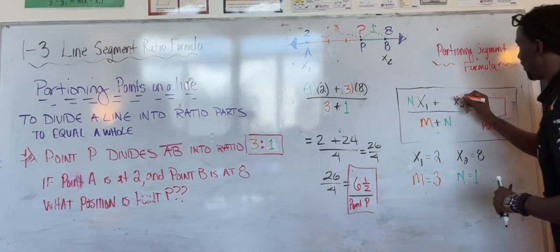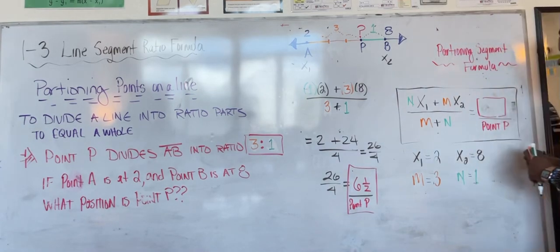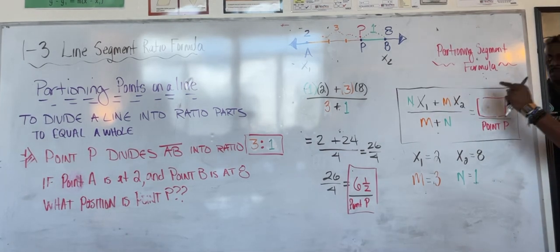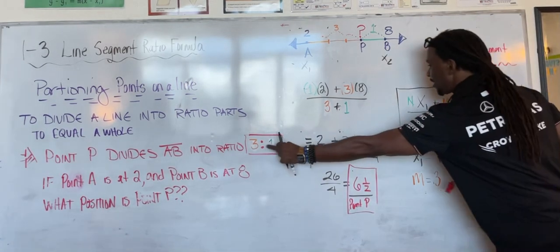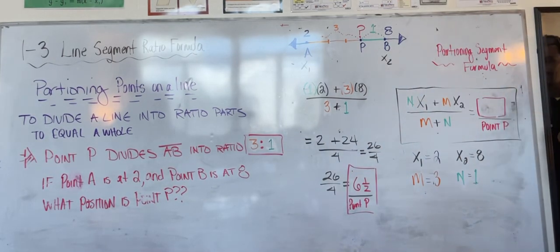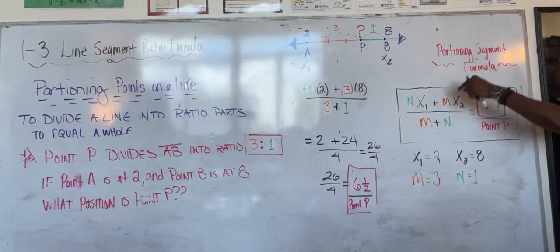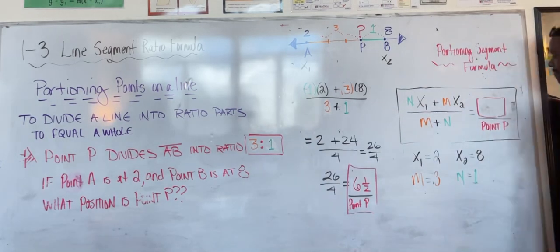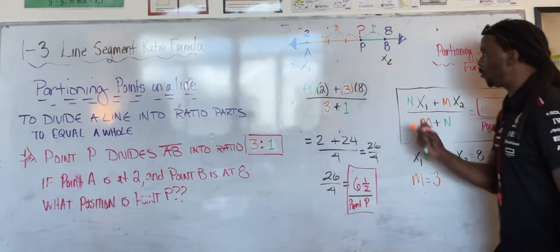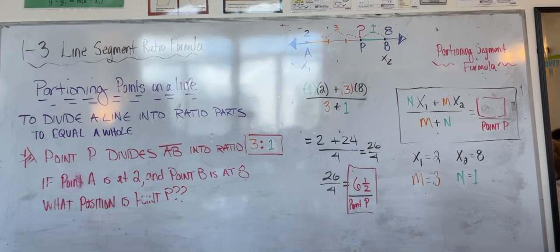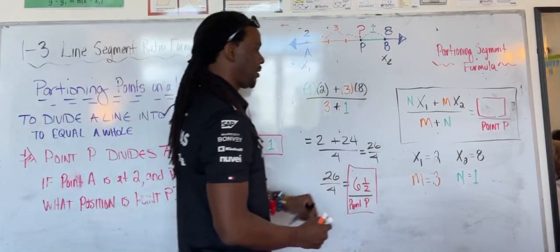Your formula to find the line segment's exact position is: you multiply the value of n times x1, and you add that to the ratio value m, look at the color coordination, times the second value x2. You're going to divide that by the first ratio m added to the second ratio n. Once you divide, that gives you the point on the line where P falls in between A and B, giving you that 3:1 line segment. So what I did is go down here and label all the points for you.